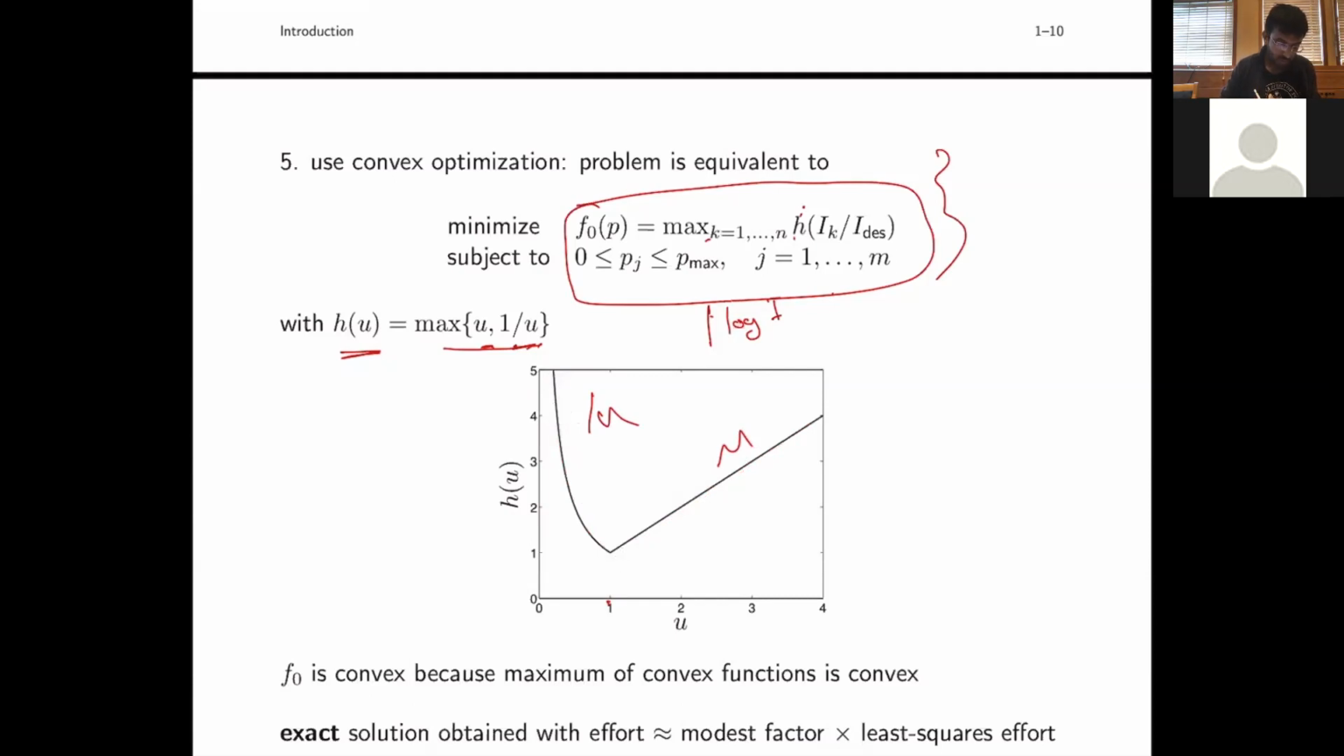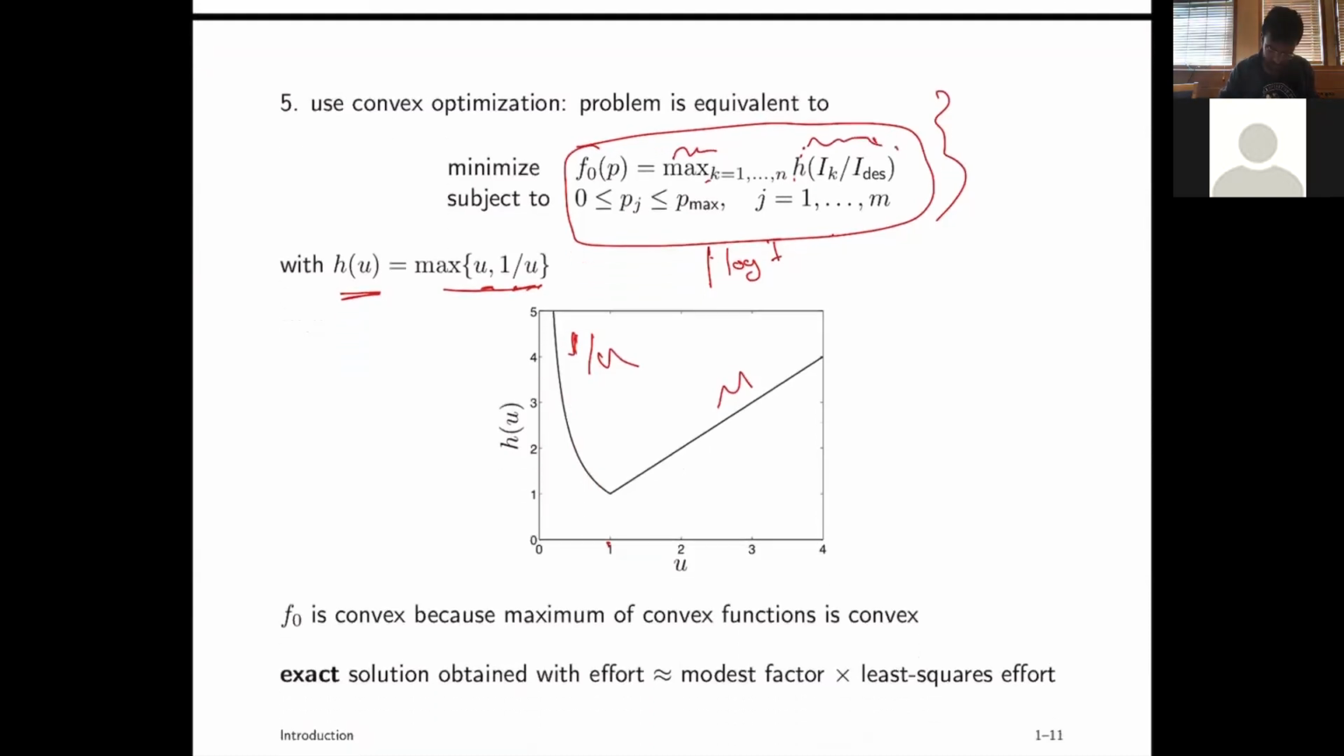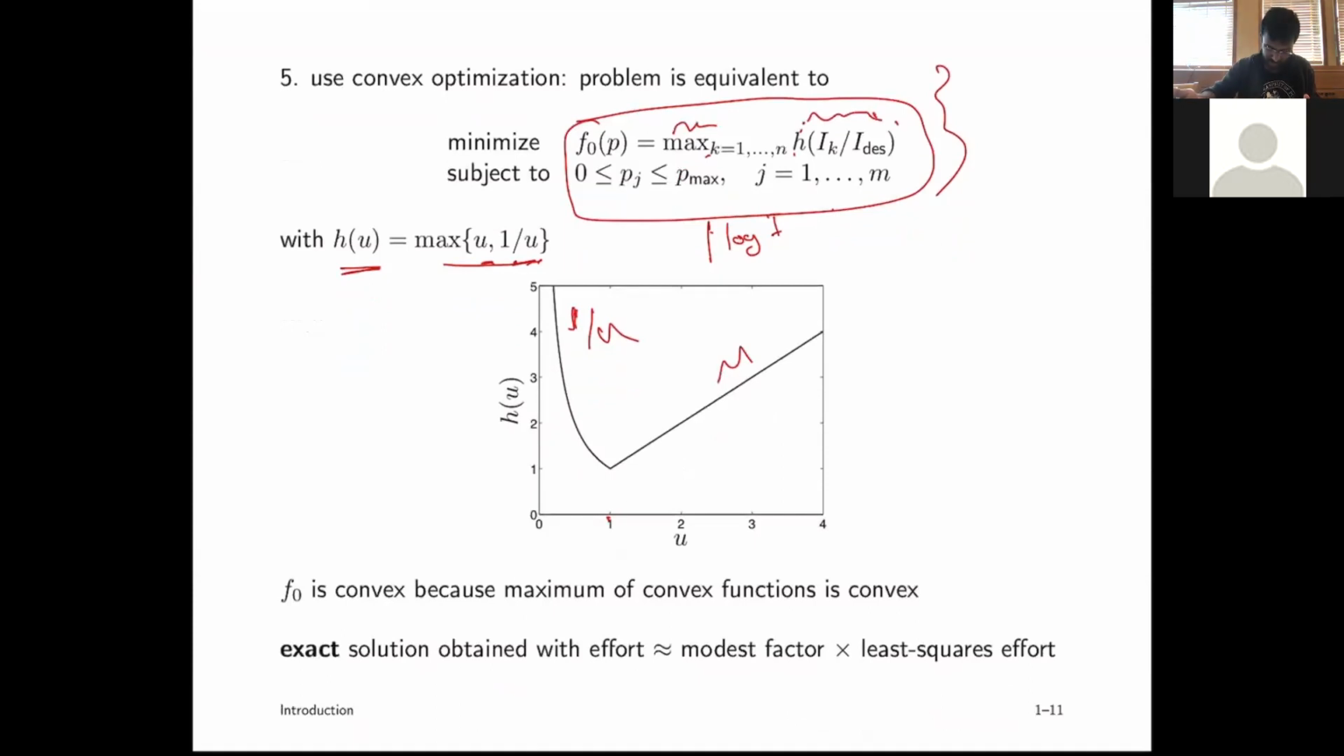We can solve this. If the function is not differentiable, it may create some problems, but you will study in advanced optimization how to deal with those things. At this point, let's not worry about this. The good news is this function is convex. So you have a function which is convex, and a max of convex functions. Later we will see that the max of convex functions is also convex.